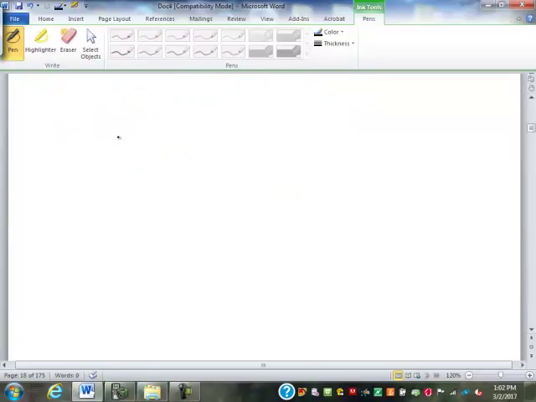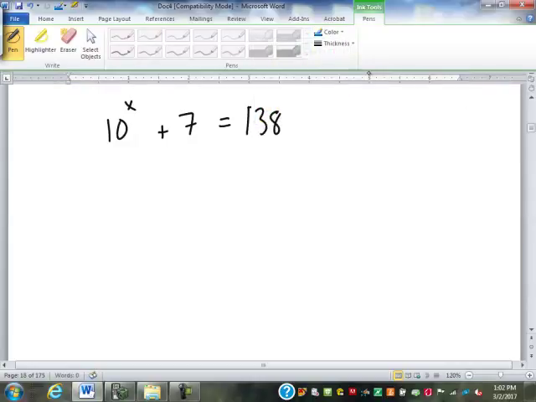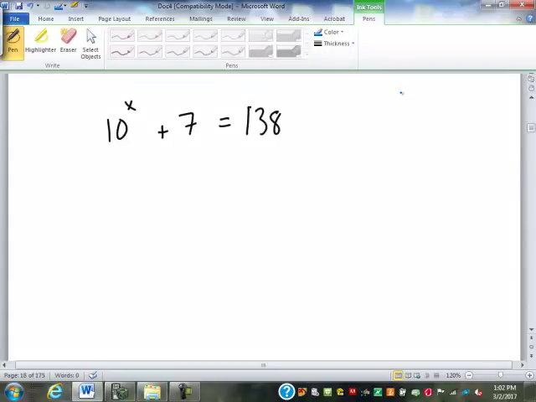So we're going to start out with some simple exponentials that have those bases. So let's say I have 10 to the power of x plus 7 equals 138. If I want to solve this for x, first of all, these are going to come out pretty ugly. So what we're going to establish right now is we're going to round to 4 decimal places.